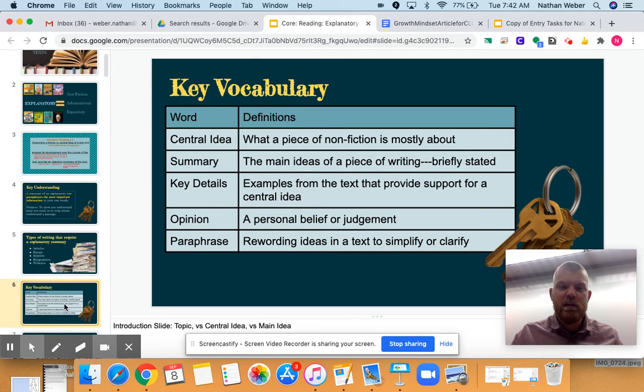And I'm going to skip over the key vocabulary for now, except for I do want to read this, the central idea. This is what we're going to be focusing on this week. Central idea is what a piece of nonfiction is mostly about. The central idea is what a piece of nonfiction is mostly about, okay?